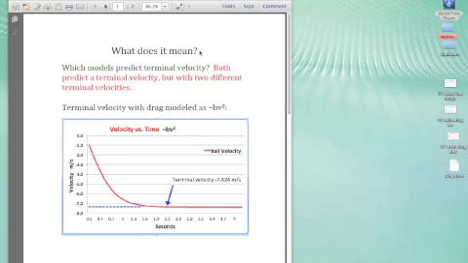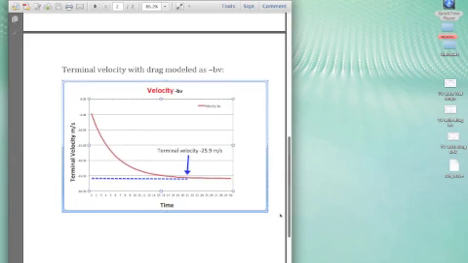What does it mean? Which models predict terminal velocity? Well, in actual fact, both cases predict a terminal velocity, but with 2 different terminal velocities. In the first case, we modeled the drag coefficient times the velocity squared in Python. We extracted the data, came up with this graph, and determined the terminal velocity was just about negative 7.4 meters per second. In the second, where we had the drag coefficient just times the velocity, we arrived at a terminal velocity of negative 25.9 meters per second.